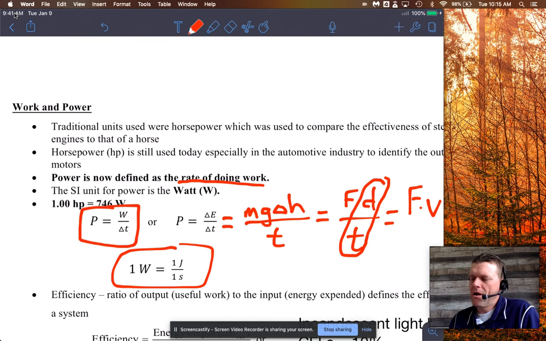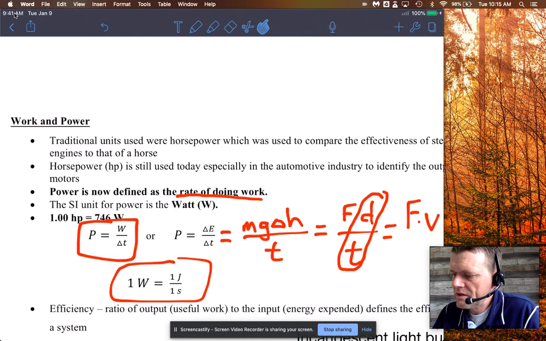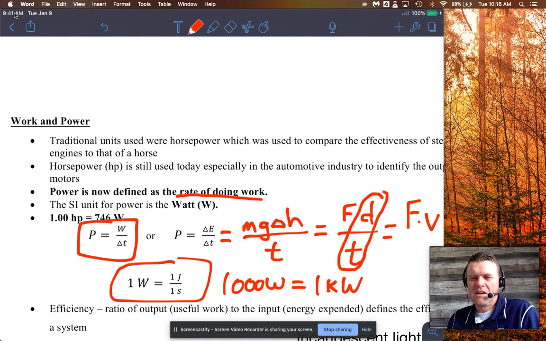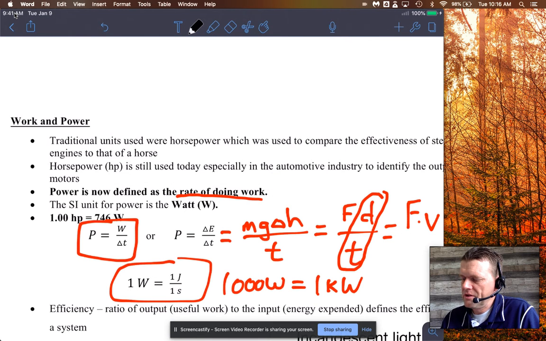So when you calculate power, your units will be in watts, and you can get kilowatts. That's a term you may have heard of. 1,000 watts is 1 kilowatt. There's 1,000 watts in a kilowatt. And obviously there's megawatts and gigawatts. And actually, just a fun note here, because I'm really fascinated with electricity.